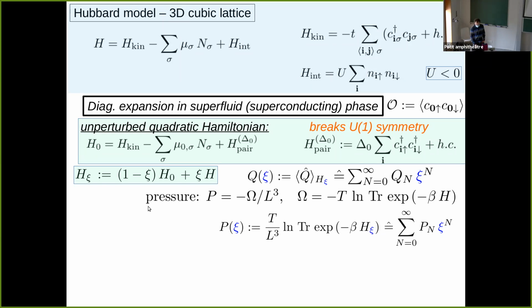And then we should introduce our formal expansion parameter psi. And we do it in the simplest possible way by taking h psi to be a linear function of psi. Of course, such that when psi is 0, we have h0, this quadratic Hamiltonian. And when psi is 1, we recover the original h of the Hubbard model.